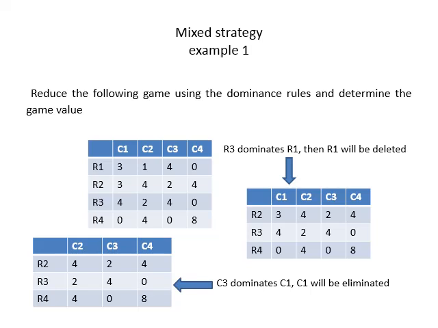Now the new matrix expresses 3 strategies for player A and still 4 strategies for player B. Okay. Now let us check the dominance of the columns.